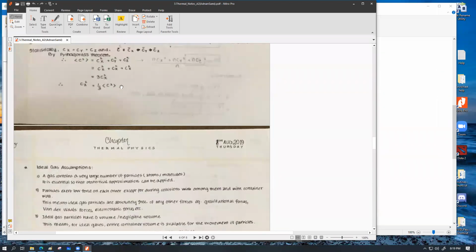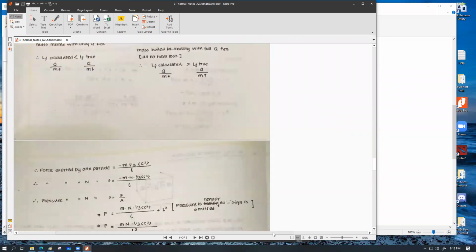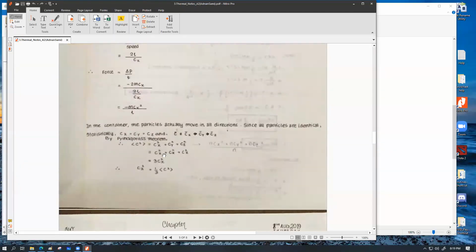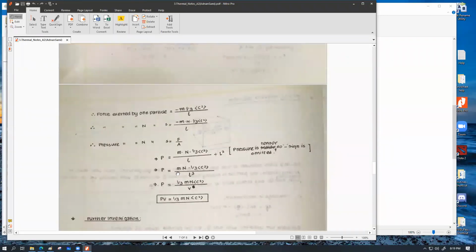So after this one, we are supposed to have this page. Okay, have a look over here. We are replacing the value of CX square over here. So the force exerted by one particle with one collision is m into 1/3 C square divided by L. We just replaced this CX square over here. In place of CX square, we wrote 1/3 mean square velocity. That is for one particle.